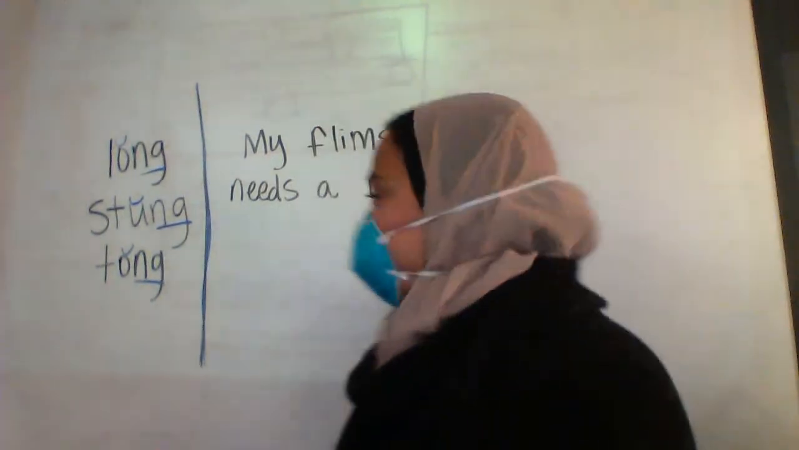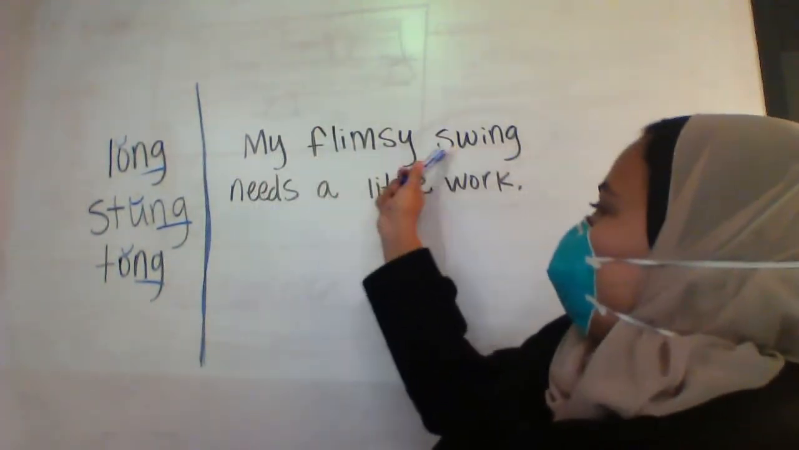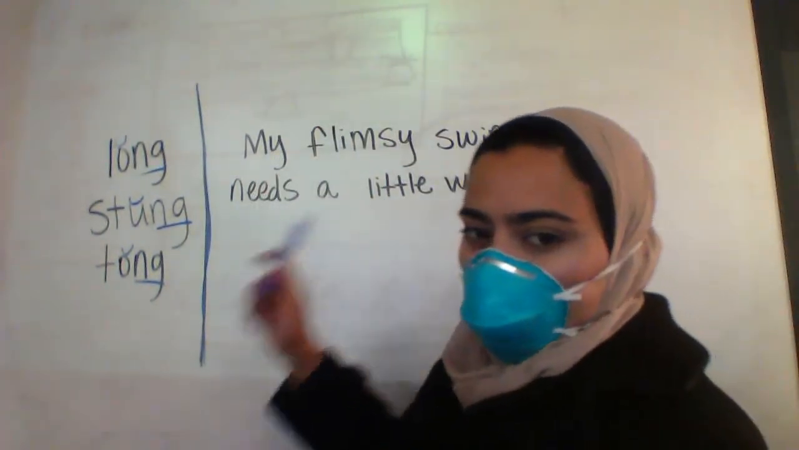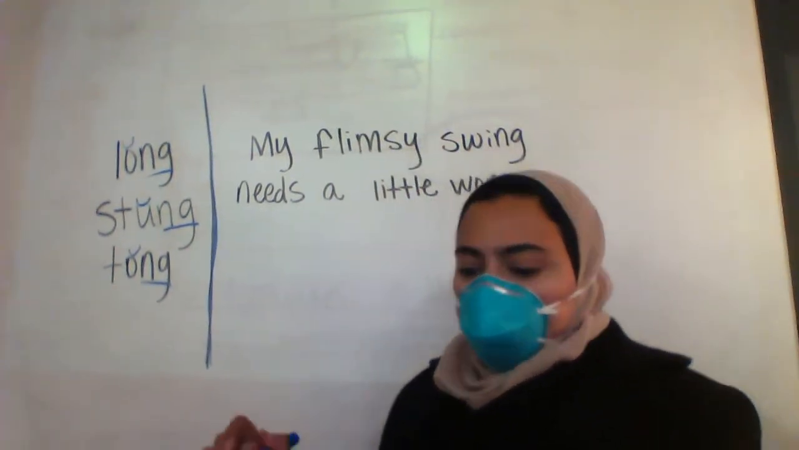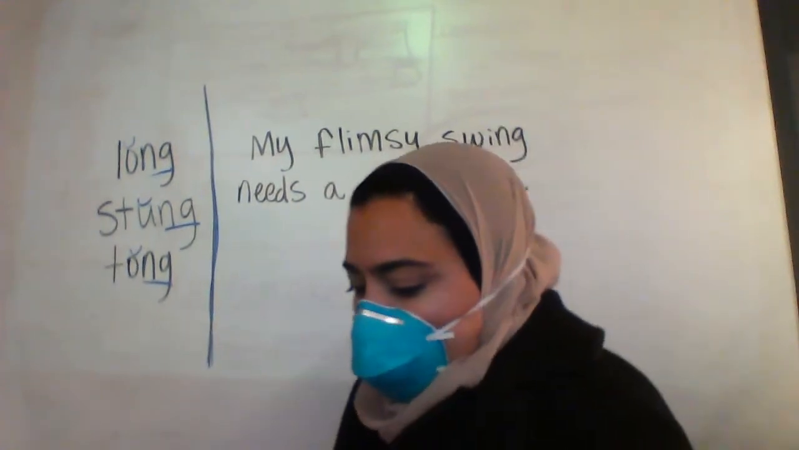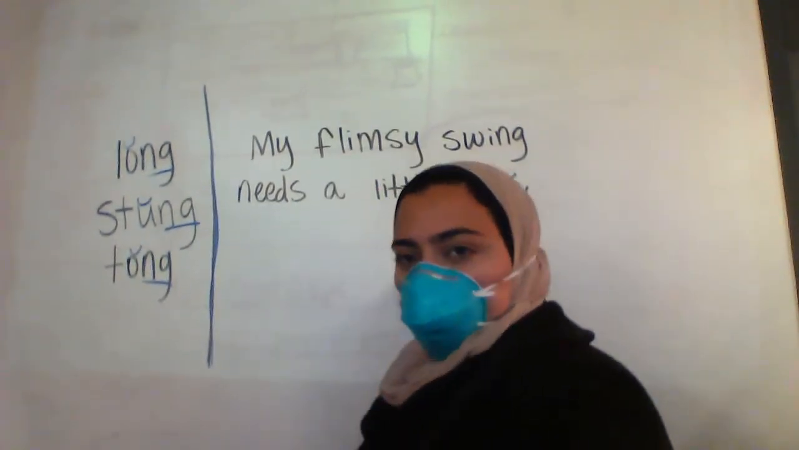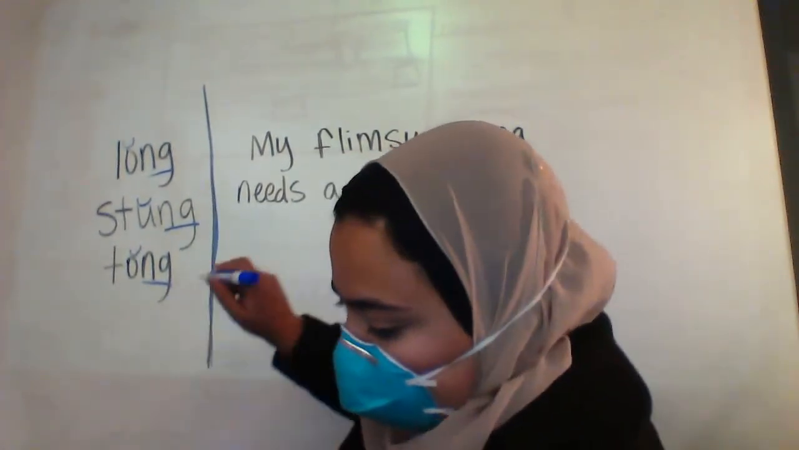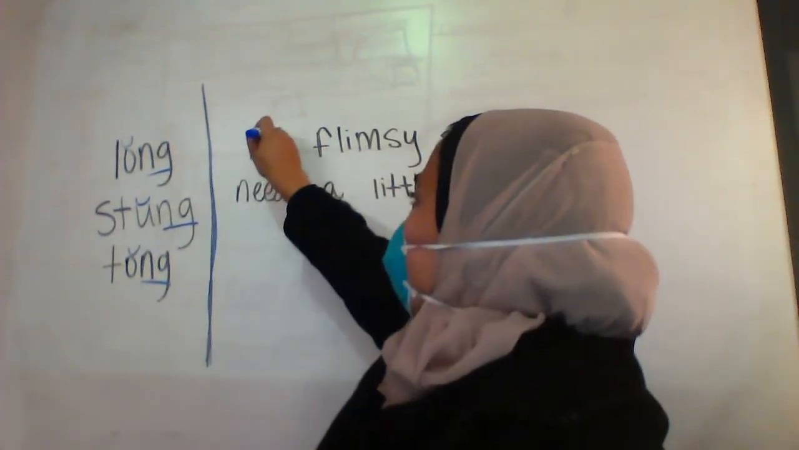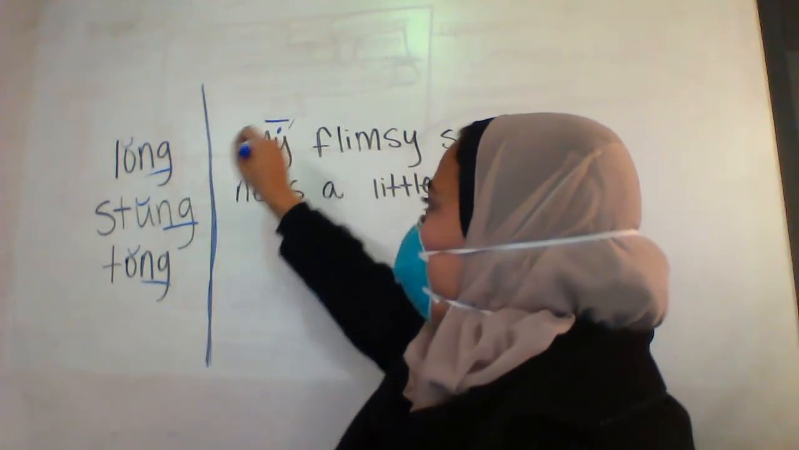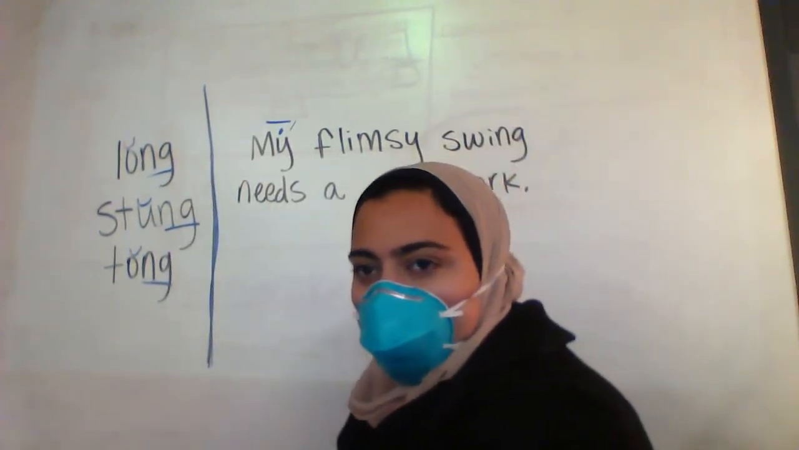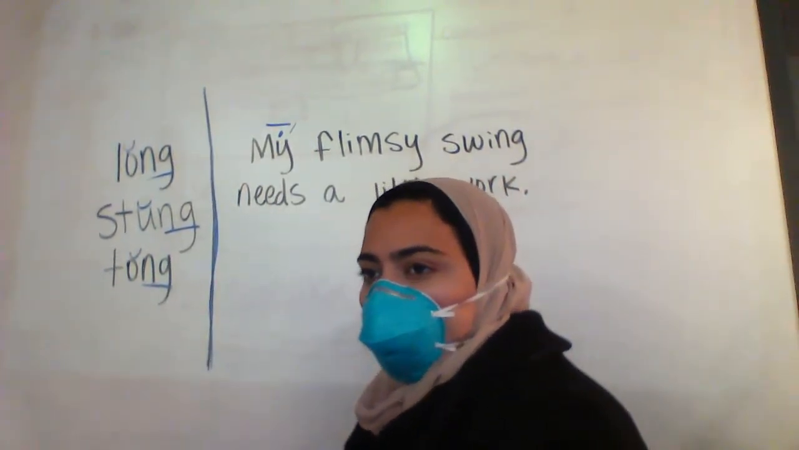We have the sentence, my flimsy swing needs a little work. Who can help me code the word my? Leia, how do we code my? You put a dot and a macron. Very good. And an accent. My.